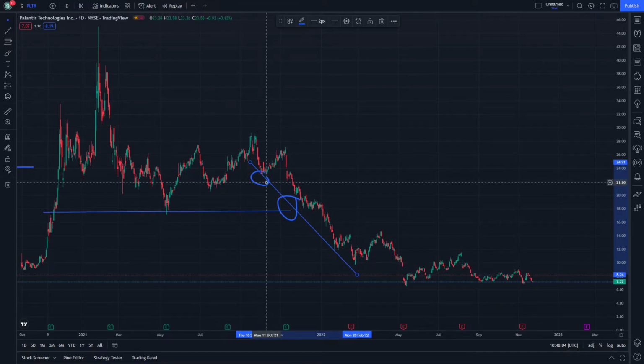If you subtract this value from this value, and we reach the value of 14, for example, and divide by 7, it is going to give you the subtraction of this value from this value on PLTR.